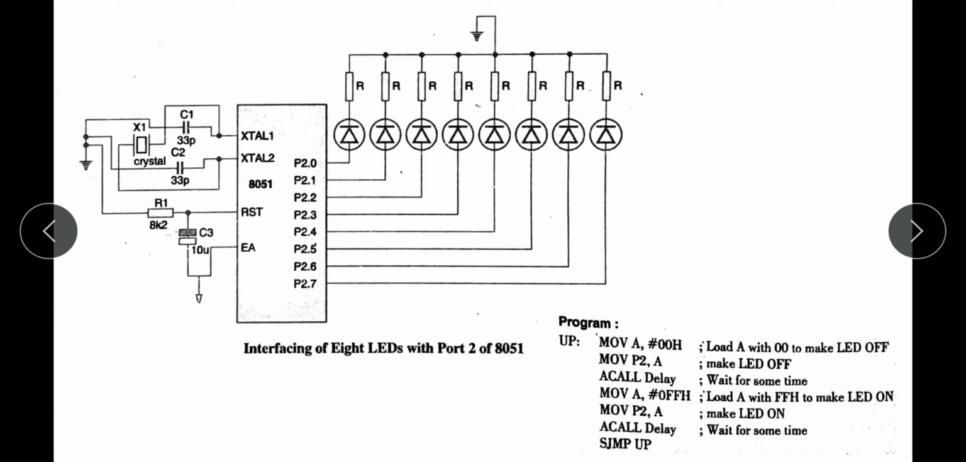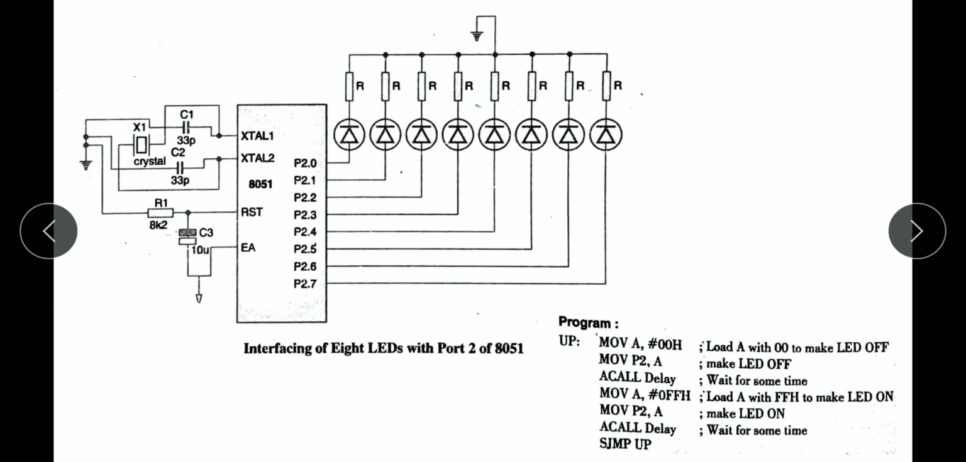After that, XTAL 1 and XTAL 2 are for the crystal oscillator, that is nothing but for the generation of the crystal frequency. After that, the EA pin, that is the enable pin, is used here. Here port 2 is used for the interfacing of the LEDs. One LED is connected here, second here, third, fourth, like that 8 LEDs are connected to all the pins of port 2. After that, ground is connected.